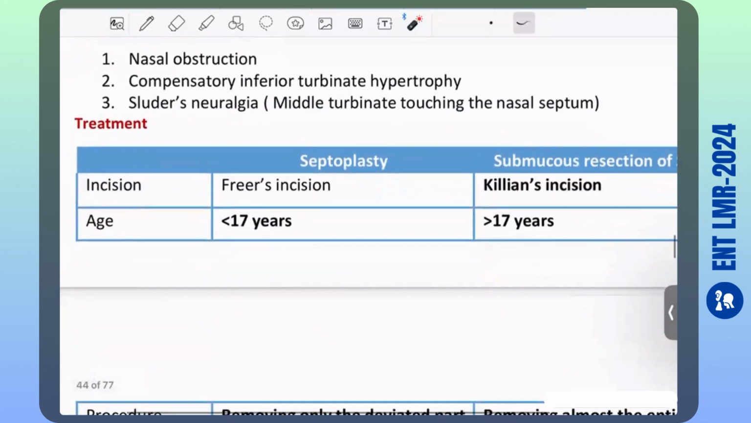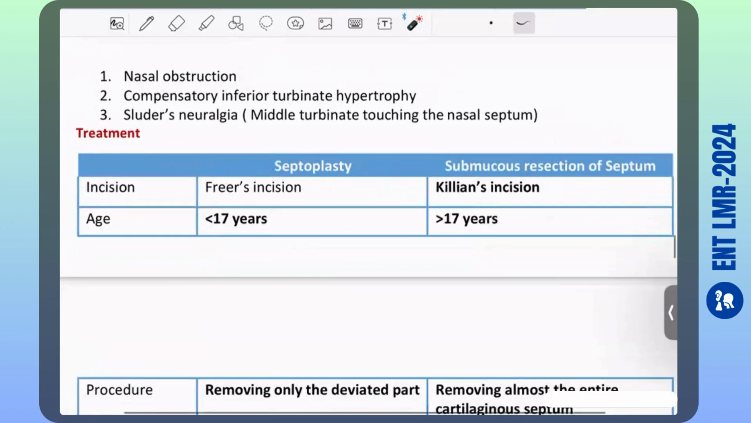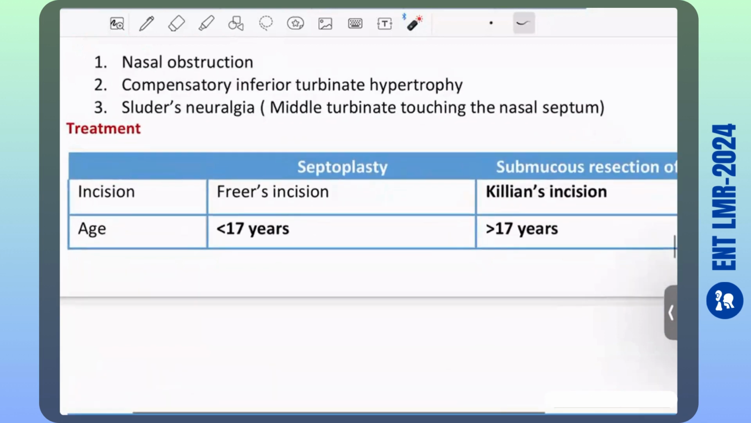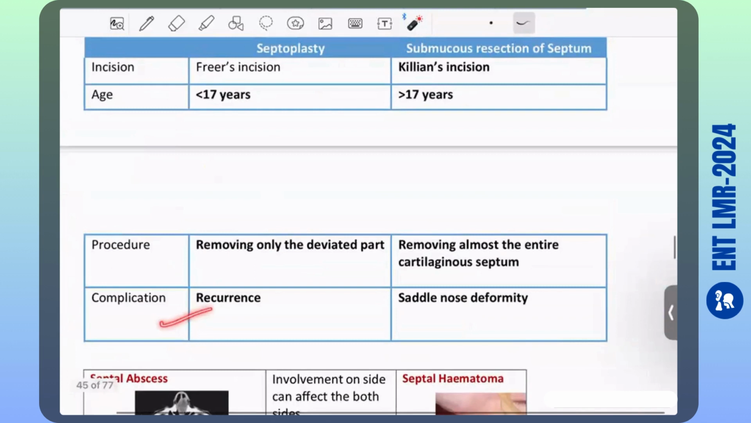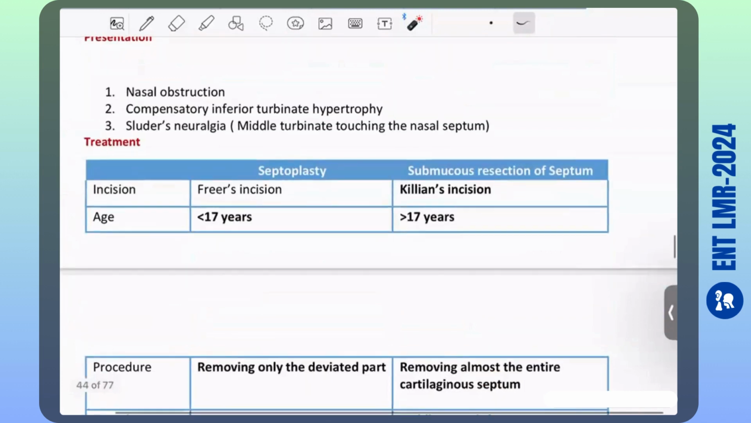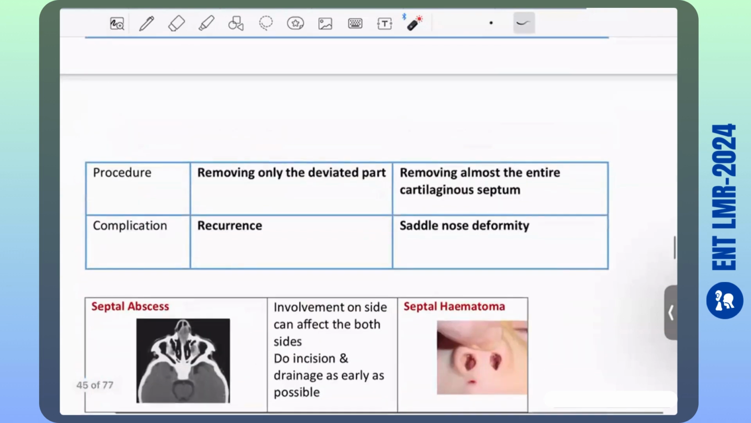Deviated nasal septum is corrected by septoplasty or submucous resection of the septum. In septoplasty, you will do a Freer's incision. The age is less than 17 years. You remove only the deviated part. The problem is it could have some recurrence. But submucous resection of the septum, Killian's incision, you should do in patients more than 17 years. You remove almost the entire septal cartilage and deviated bony septum. The problem is if you remove too much, the patient can have saddle nose deformity.